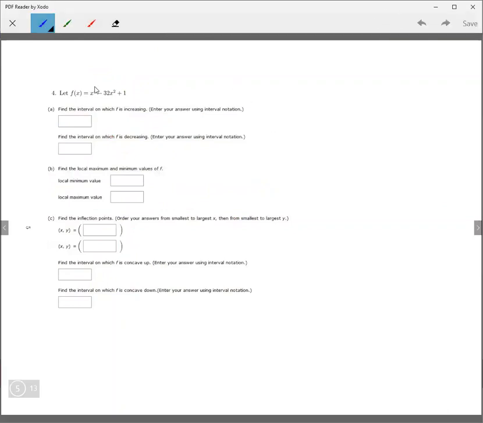Okay, number 4, we have the equation here, x to the 4th minus 32x squared plus 1. Find the interval where f is increasing and then where it's decreasing. So what you want to do here is calculate the first derivative. That's going to be 4x cubed minus 64x. First of all, we're going to figure out where that's 0. So I'll factor 4x out, and that's x squared minus 16. Completely factored, that would be 4x times x minus 4 times x plus 4.